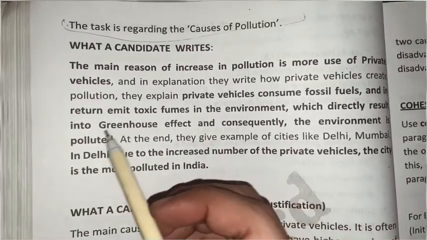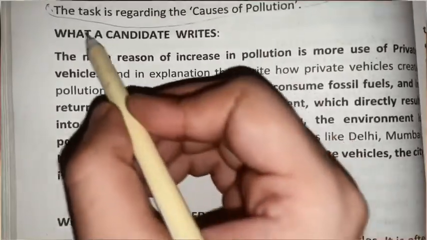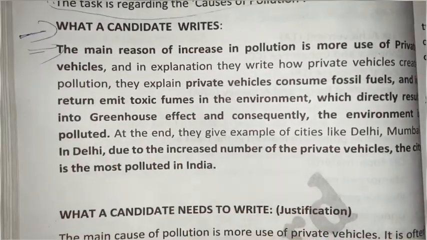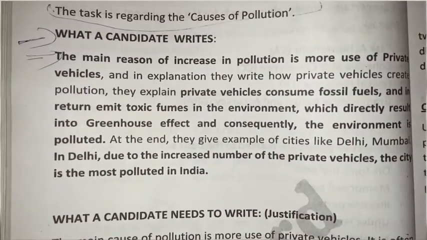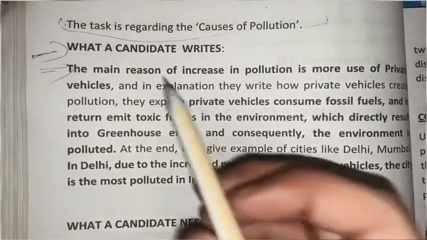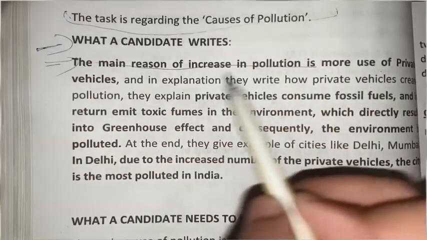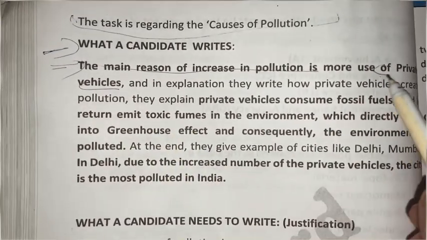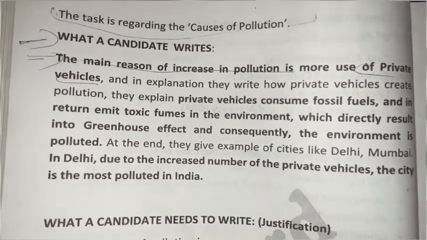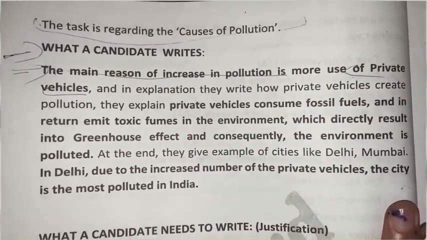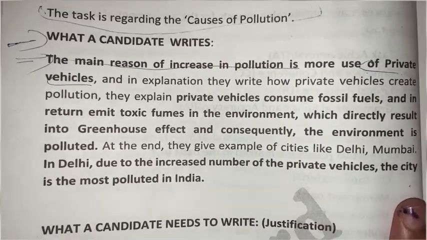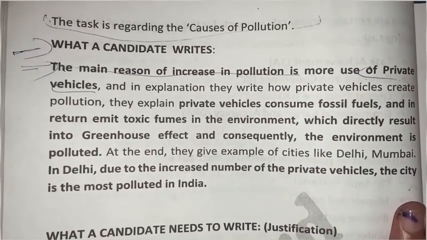What a candidate writes: the main reason of increase in pollution is more use of private vehicles, and in the explanation they write how private vehicles create pollution. They explain private vehicles consume fossil fuels and in return emit toxic fumes in the environment, which directly result in greenhouse effects, and consequently the environment is polluted. At the end, they give examples of cities like Delhi, Mumbai. In Delhi, due to the increased number of private vehicles, the city is the most polluted in India.